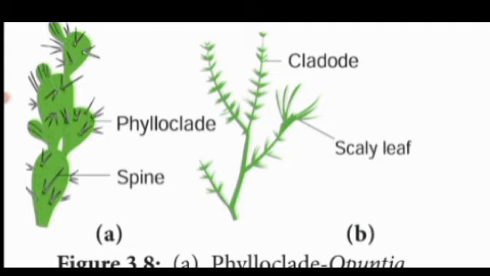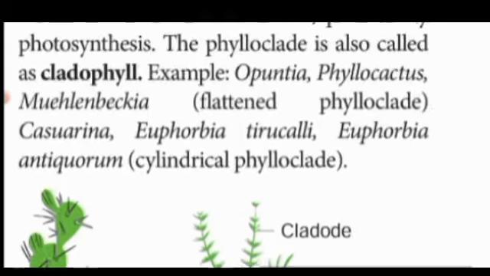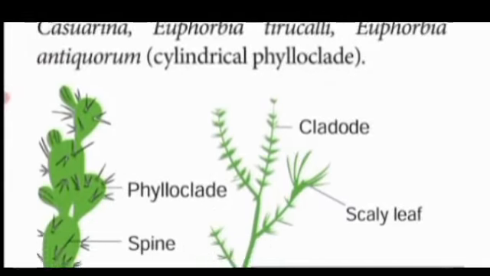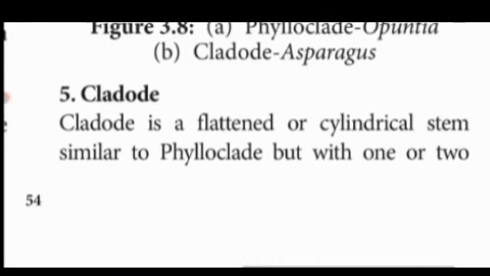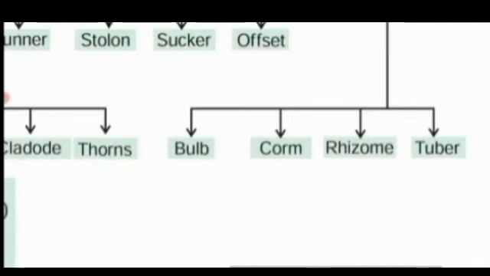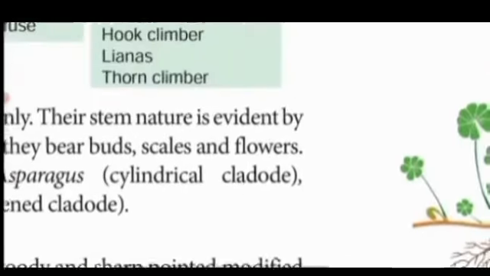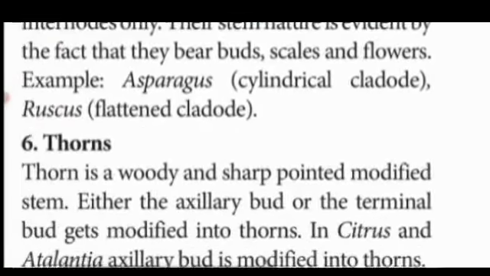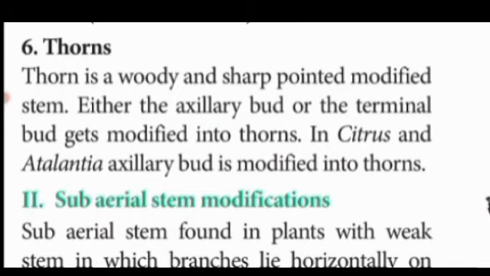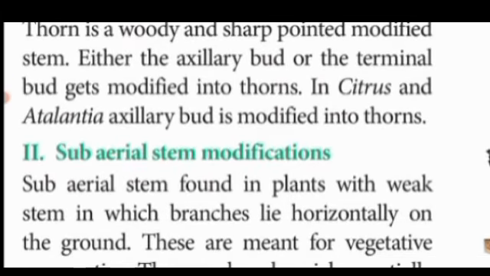The next, thorns. Thorns are woody, sharp-pointed modified stems. They are pointed. Either the axillary bud, the bud present in the axil, or the terminal bud, the bud at the tip, gets modified into a thorn. Examples: Citrus and Duranta. The axillary bud is modified into a thorn.